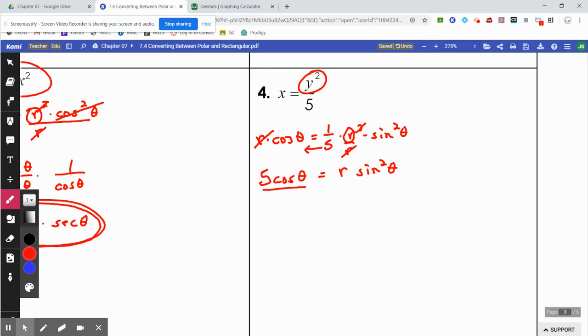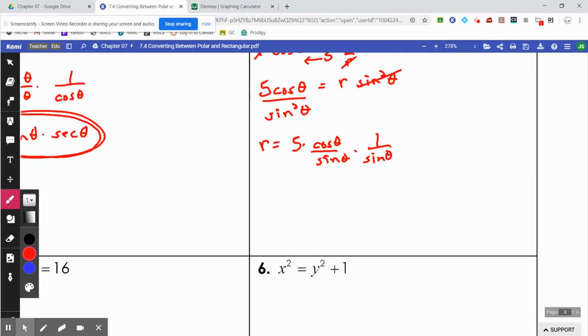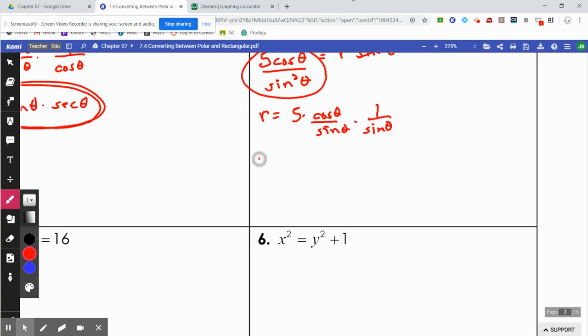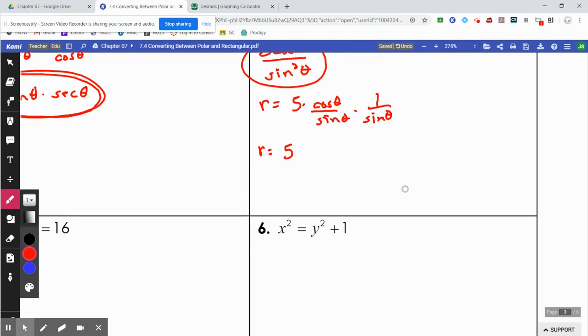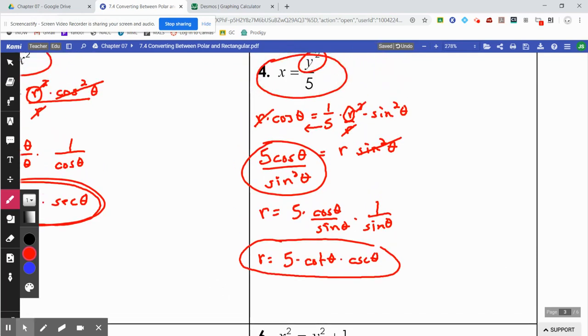And we can go ahead and move our sine squared theta over here, which gets rid of that. So I now have r equals 5 times, now I'm going to split this again. I'll split it as cosine over sine, and then times 1 over sine, just so it looks a little bit cleaner. This is a right answer, but I just want to write it as nice and neat as possible. You have the 5, which is actually one of your transformations. Cosine over sine would be a cotangent of theta, and 1 over sine would be a cosecant theta. So you have 5 times cotangent times cosecant, which would be a sideways parabola.